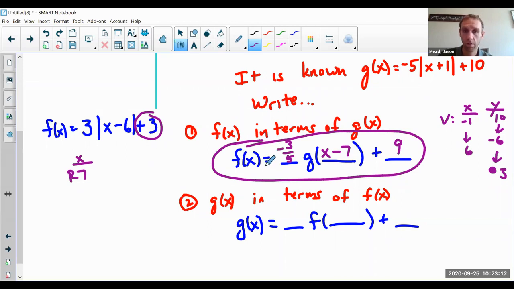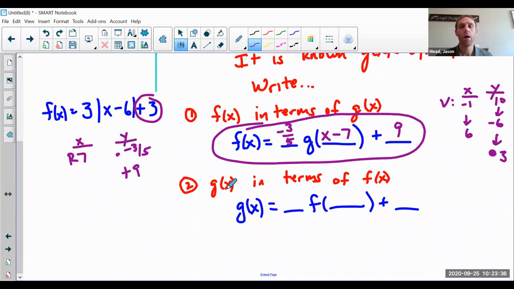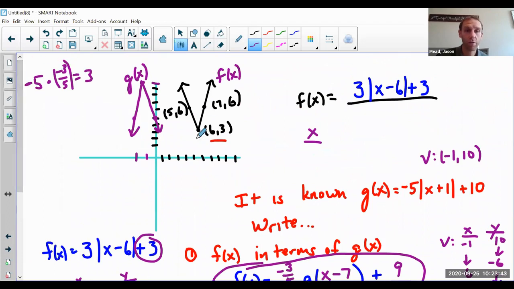Okay. I'm going to do one more thing where I write g of x in terms of f of x. So that's basically going backwards. Okay, so here, I multiplied by negative 3/5, and then I added 9. So g of x in terms of f of x, I'm going to do the opposite thing. So I'm starting at f, and then I have to get to g.